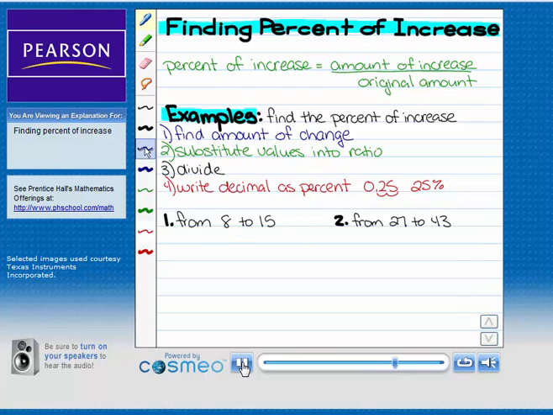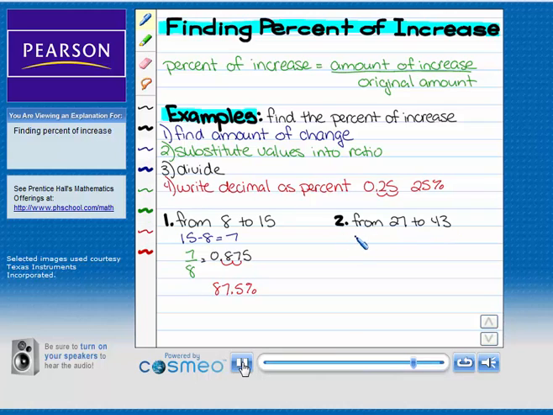Alright, let's go ahead and start with number 1. We're going to first find that amount of change. So from 8 to 15, we have 15 minus 8, which gives us 7. Now I substitute those values into the ratio, which is 7 over 8. And now we have a division problem. So we're going to have 7 divided by 8, which gives us 0.875. And now we're going to write that decimal as a percent, so we move that over 2 places to the right, giving us 87.5%.